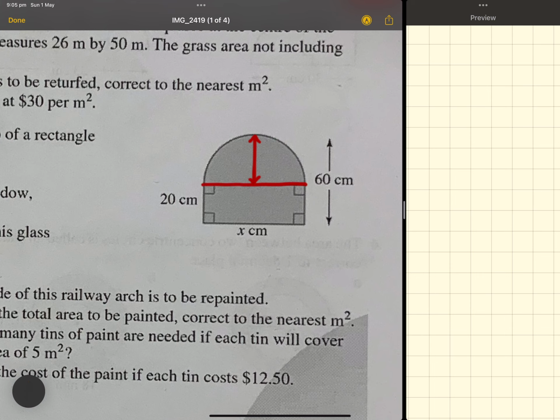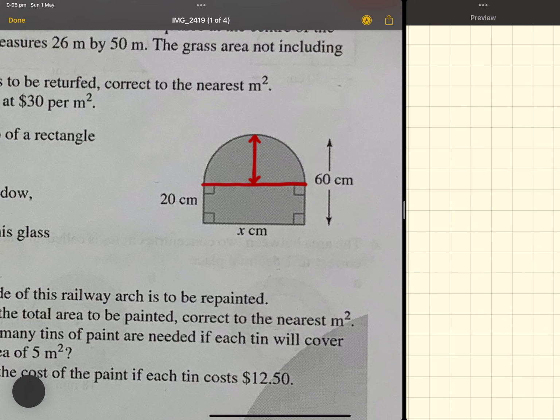Okay, so let's see, what's the radius? We got 60 here, and this is 20 here. 60 minus 20, that gives you 40. So that means the radius is 40. If the radius is equal to 40, then the diameter is equal to 2 times 40, which is 80 centimeters. And x happens to also equal the diameter, which means x is equal to 80. So the value of x here is 80 centimeters.